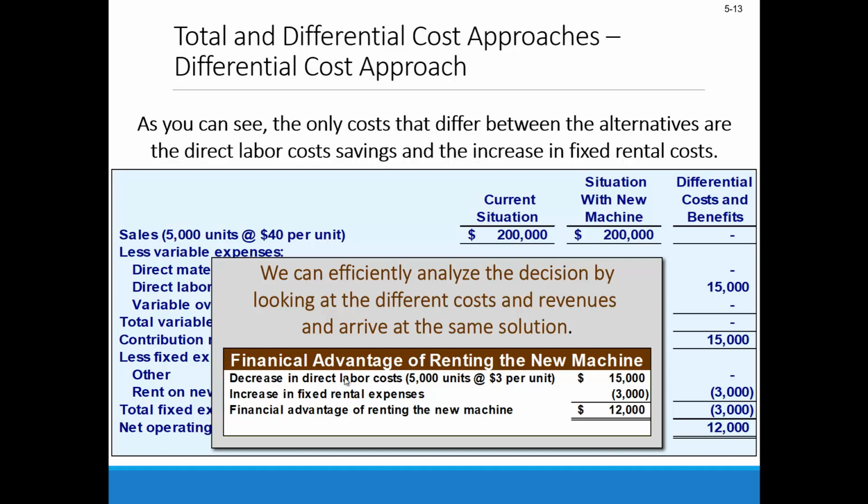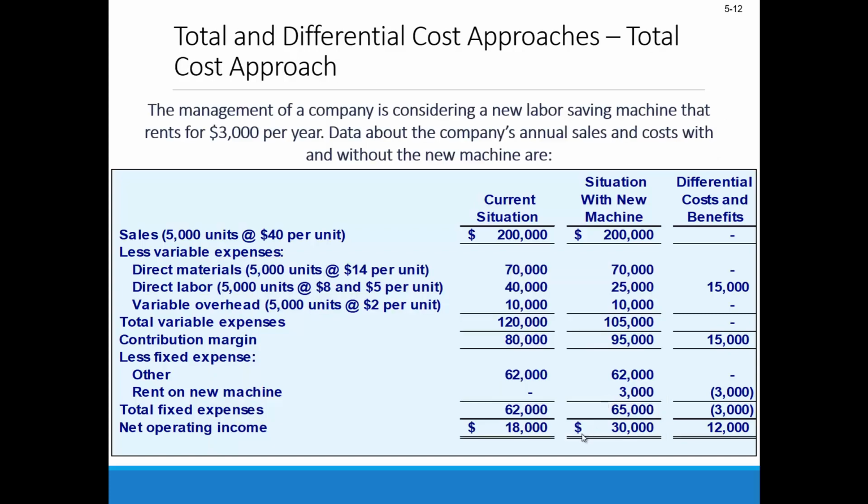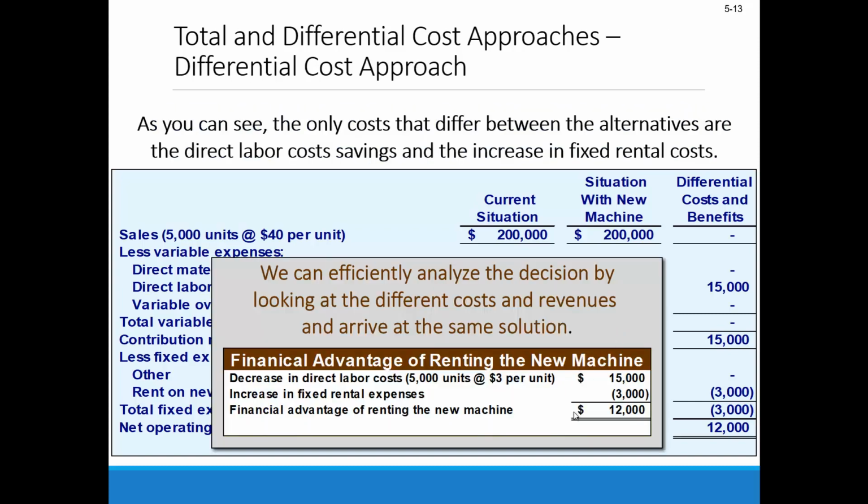So we're just focusing on, well, what happens to labor costs? Those decrease by $15,000. What happens to fixed expenses? Those increase by $3,000. So the overall potential advantage of renting that new machine is $12,000. That's the same difference we would come up with if we used the total cost approach, but again, we're potentially simplifying the analysis by just focusing on the components that have changed, the differential cost, aka the relevant cost in this scenario.